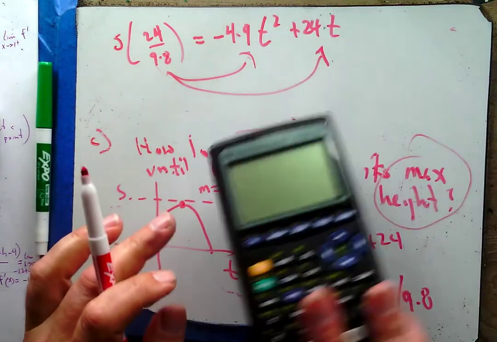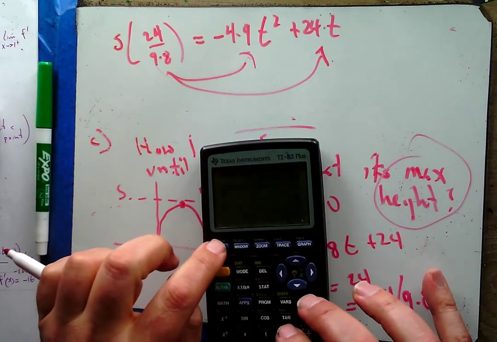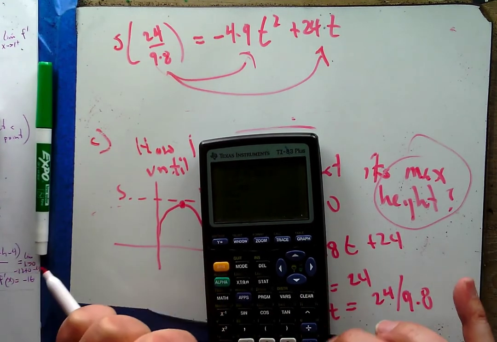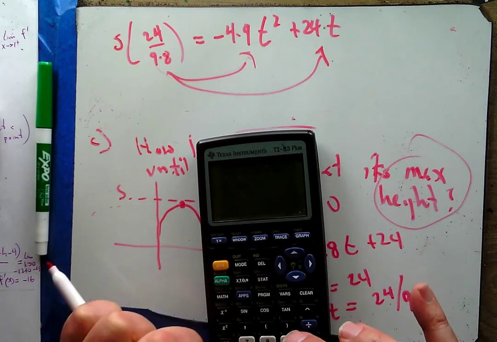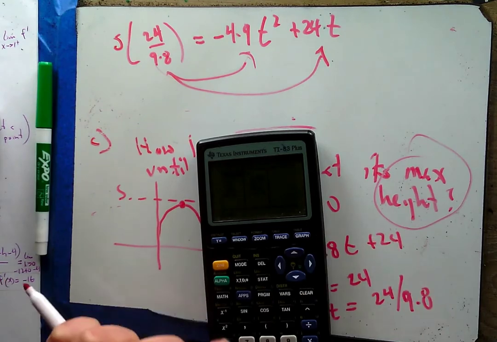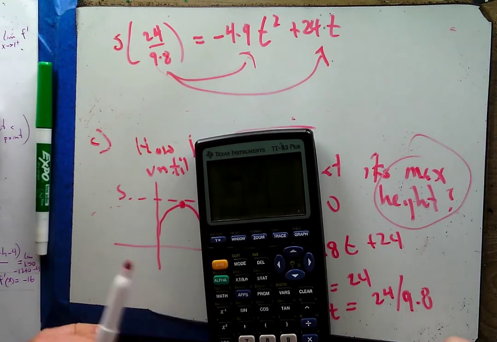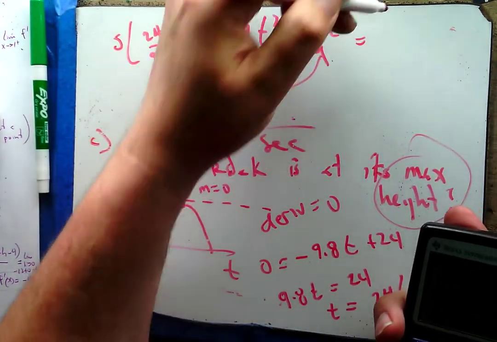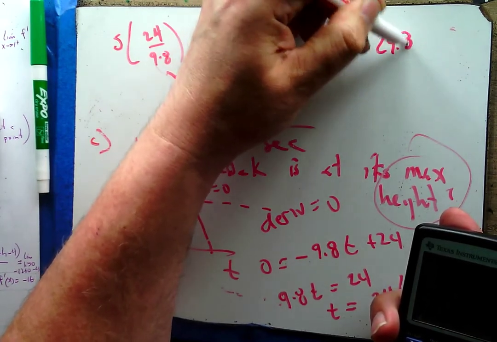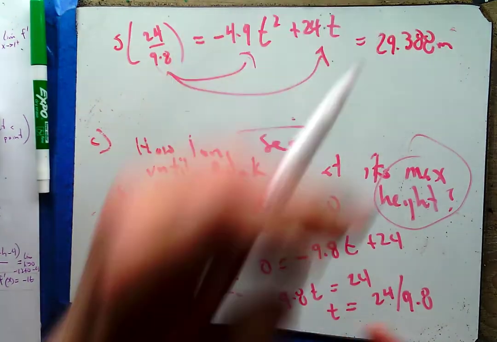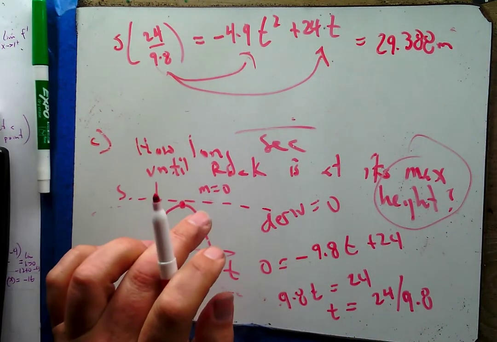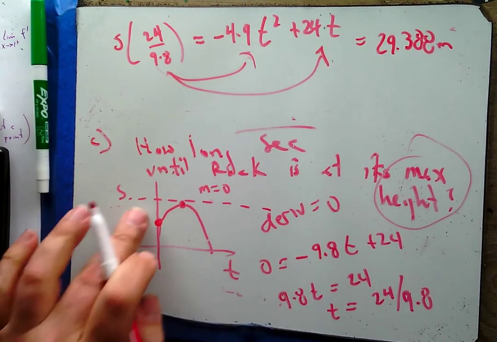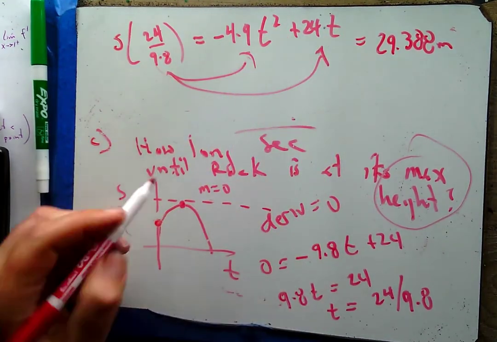I would probably say, why don't we use our calculator for this? Y equals negative 4.9 x squared plus 24x. And if I go over to the table, I can type in 24 divided by 9.8, and I get the height at that moment in time is going to be 29.388 meters. Okay. And remember, did we start at 24? No, we started on the ground. Sorry, position at 0 is 0.